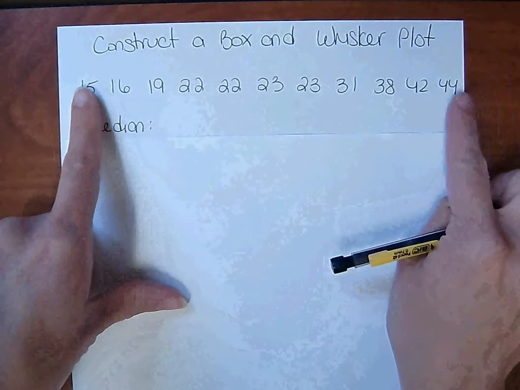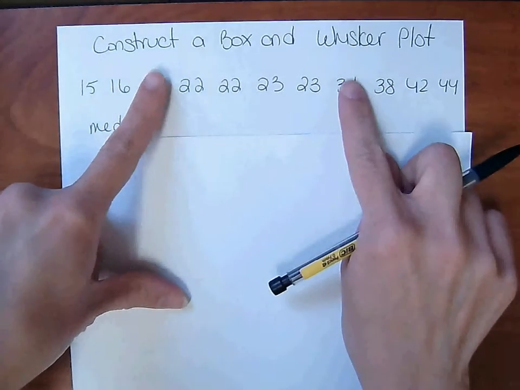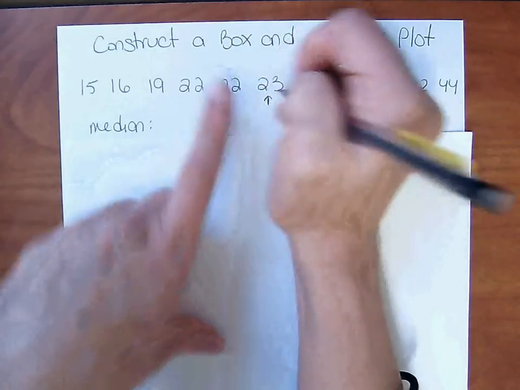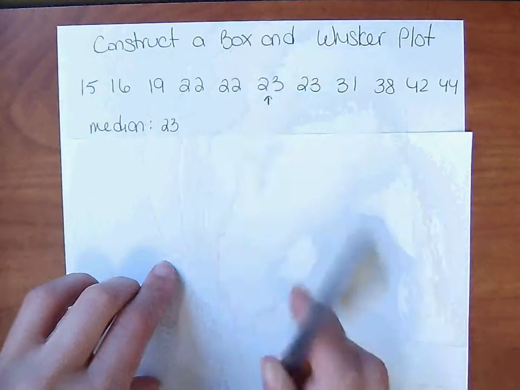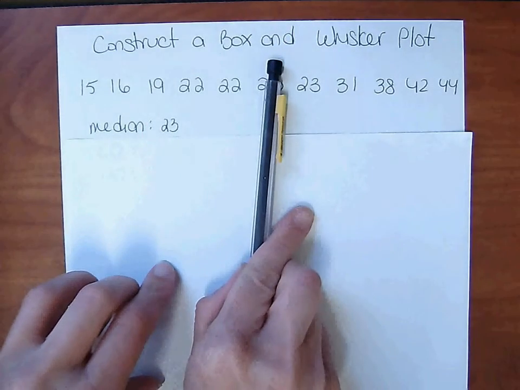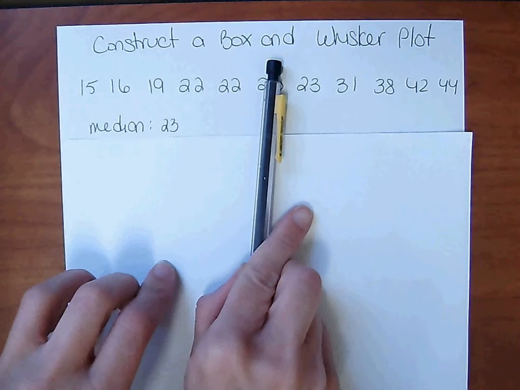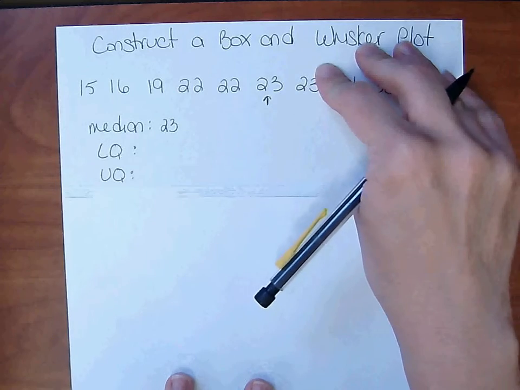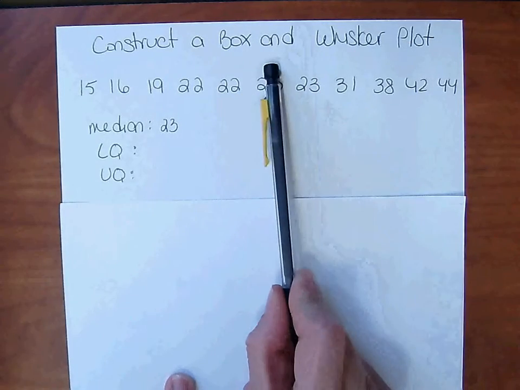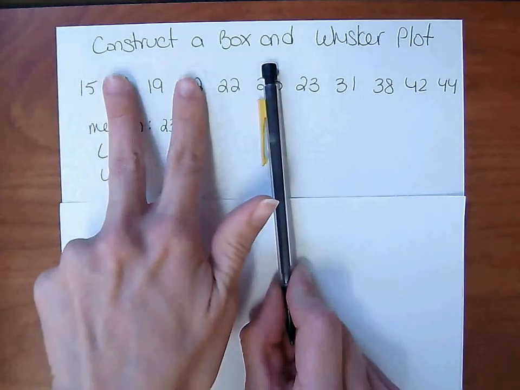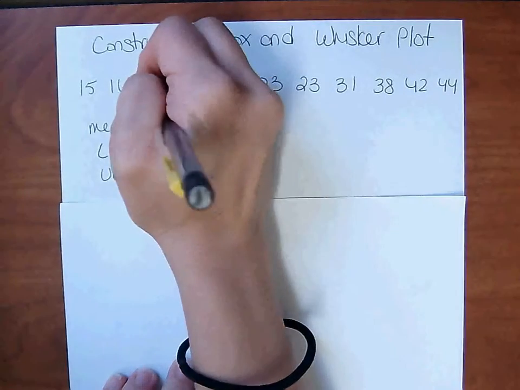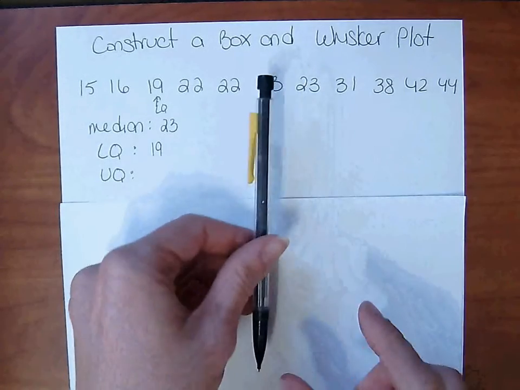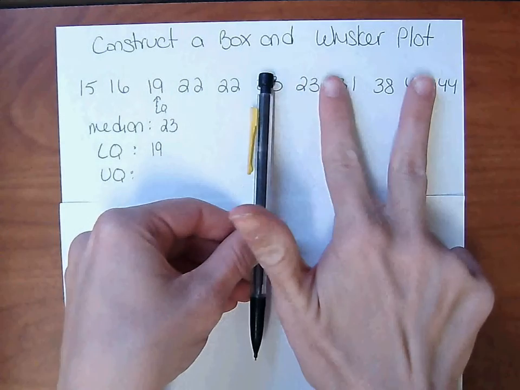So going through, the median here is 23. Specifically, it is this 23. That's important because this 23 is the divider between the upper and the lower numbers. Next, we're going to find the lower and upper quartile. Lower quartile is the median of the lower numbers, so 19. And then the median of the upper numbers, which is the UQ, 38.